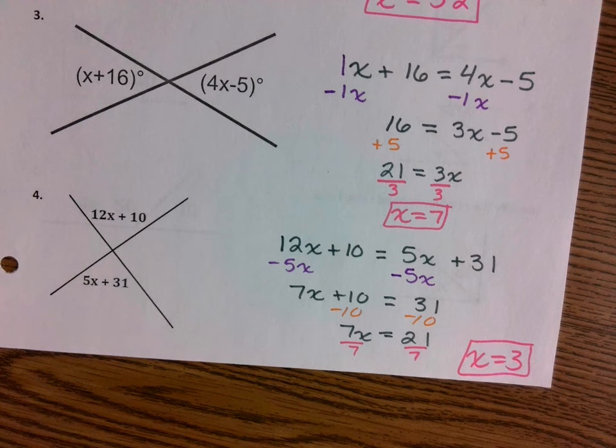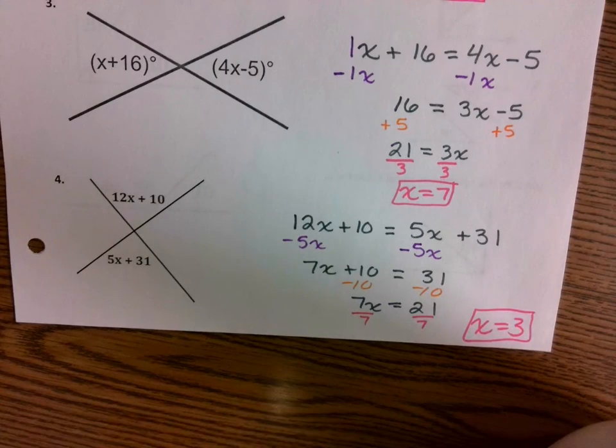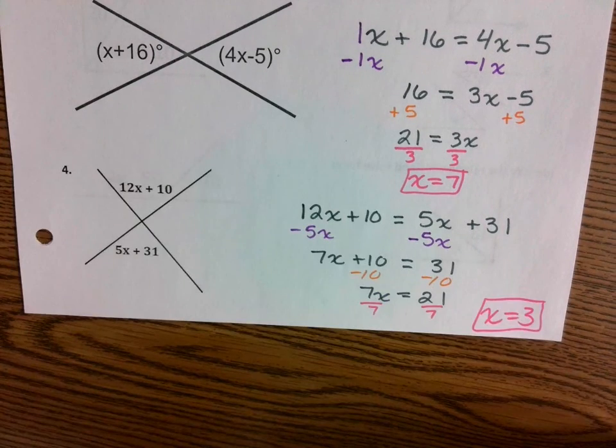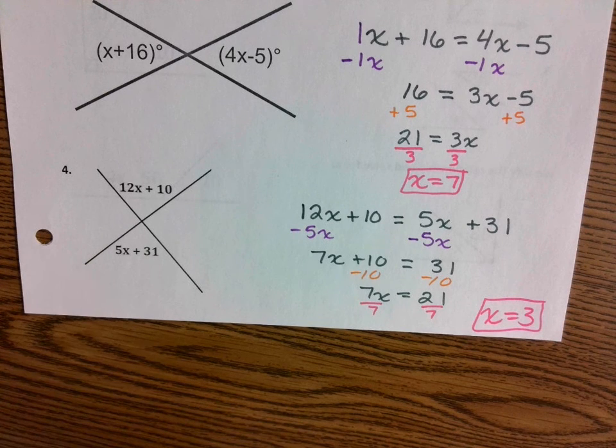Okay, on the back side of this paper, it talks about complementary and supplementary angle relationships. Complementary and supplementary angle relationships are the two angle relationships that probably get the most confused because they have the same idea, the same concept, but they are equating to different values.